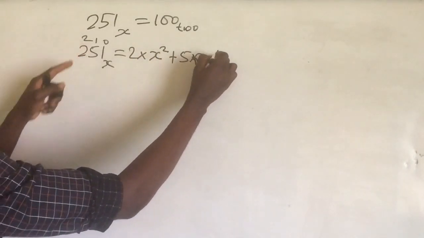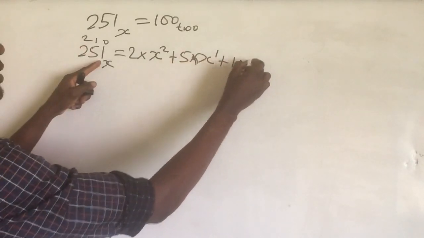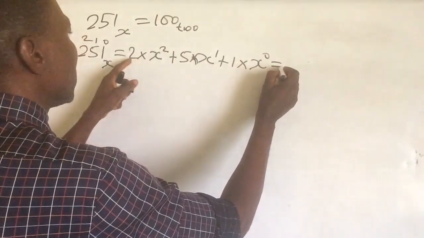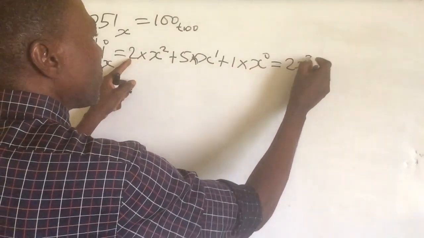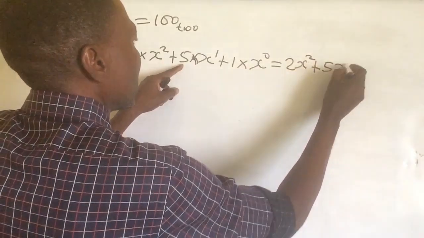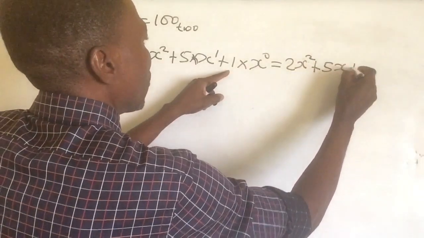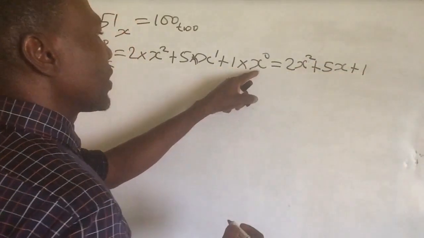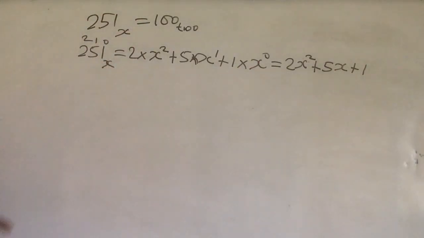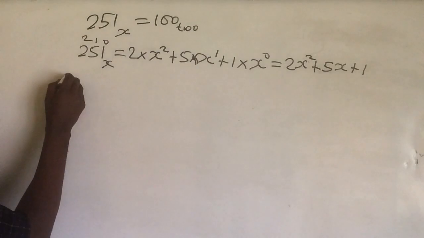raised to the power 1 plus 1 times x raised to the power 0, which will be 2x raised to the power 2 plus 5x plus 1 times 1, because x raised to the power 0 is 1. 1 times 1 is 1. Okay, now let's do the second one.